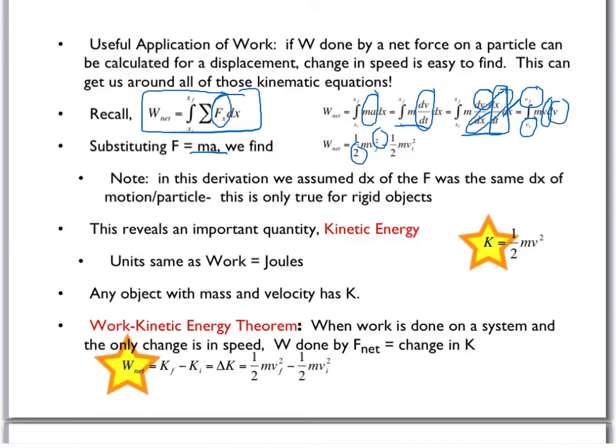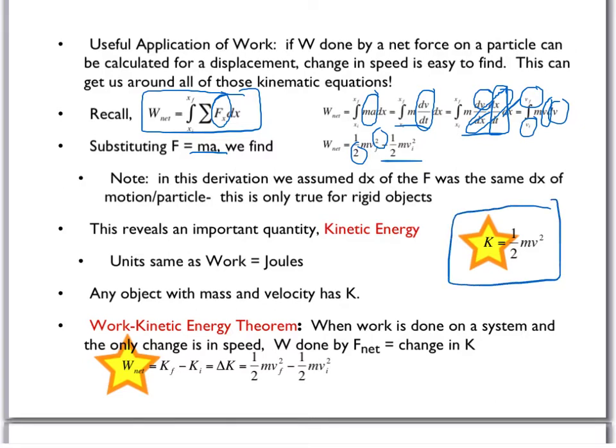So note that in this derivation, we did assume that the dx, or the displacement of the object, or that force, was the same as the particle. This would only be true for rigid objects, so we were still under a rigid object assumption as we utilize these equations here. And this really reveals an important quantity, because this 1/2 mv squared is something that we have seen in the past. That's what we call kinetic energy. So we do see that equation here.